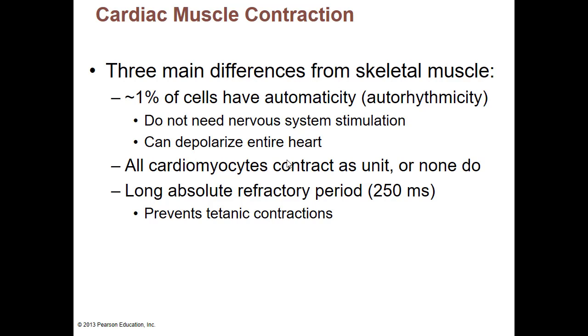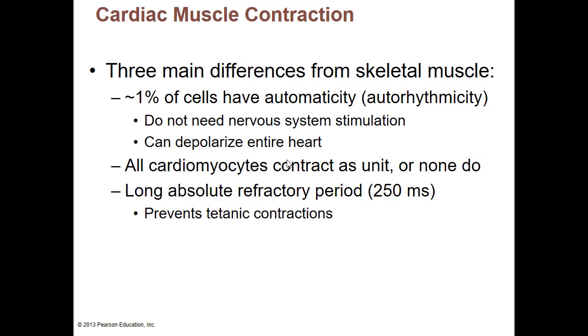And it happens. You can remove a heart from a body and put it in a dish, and what's it going to do? It's going to contract. There's no brain tissue telling it to contract. It's because some of the cells that are in there have this autorhythmicity in them. Now, that doesn't last forever. But they can contract without nervous system stimulation telling them to contract.